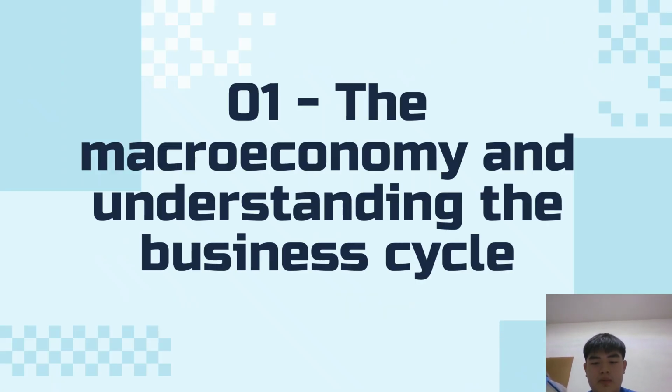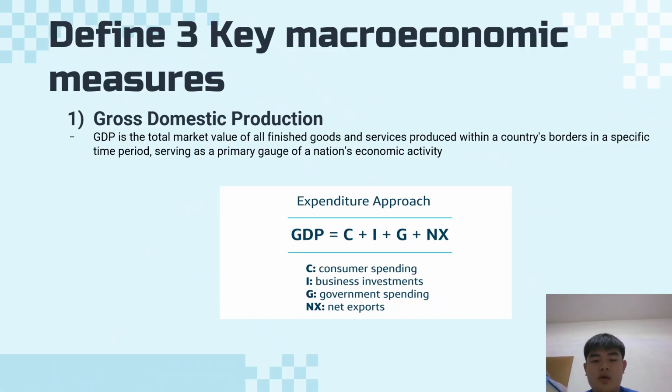Now I'll talk about the macroeconomy and the business cycle. Key macroeconomic indicators we focus on include GDP, inflation, and unemployment. GDP measures economic output, inflation tracks price levels, and unemployment reflects labor market health. This matrix guides DBS strategy to anticipate market conditions and risk.